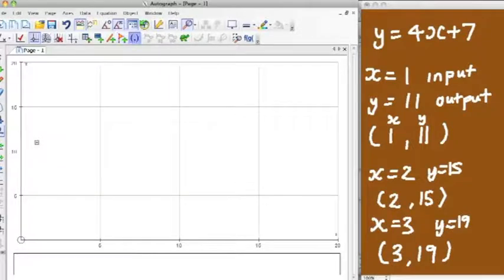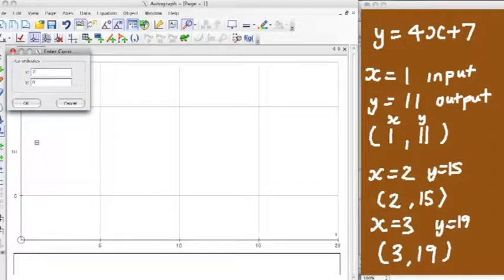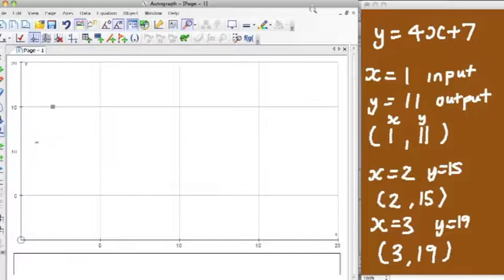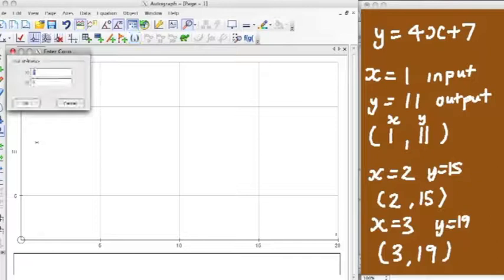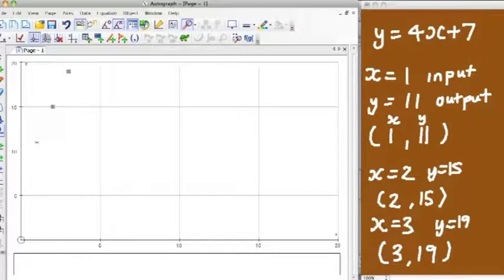Let's put in my next coordinate. When x is 2, y is 15. Plotted it there. And my final coordinate I've got is 3, 19. So when x is 3, y is 19. Okay. Oh good, they all lie in a nice straight line like that.